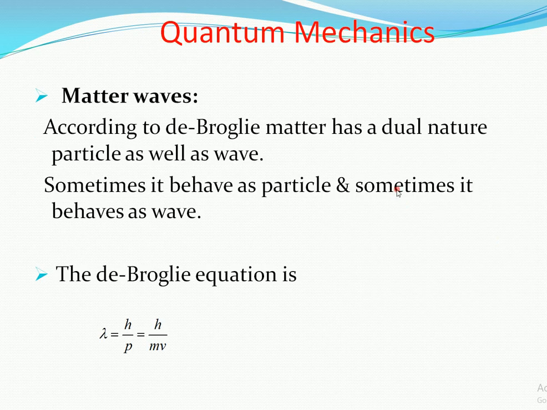The last part is quantum mechanics, matter waves. According to the scientist de Broglie, matter has a dual nature, particle as well as wave. Sometimes it behaves as a particle and sometimes it behaves as a wave. According to the de Broglie hypothesis, the wavelength of a matter wave is lambda equal to h by p, where h is Planck's constant and p is momentum, and therefore it can be written as h upon mv.